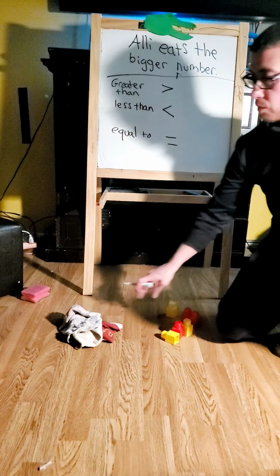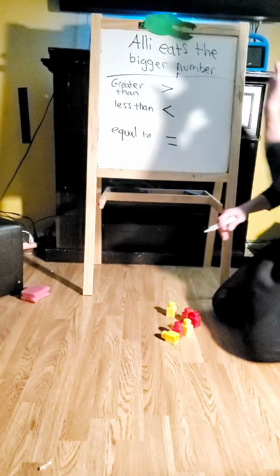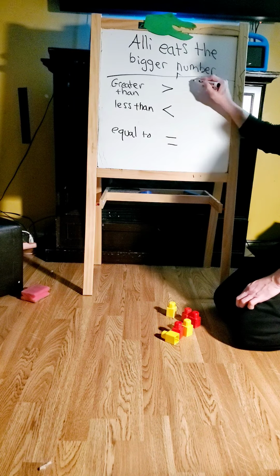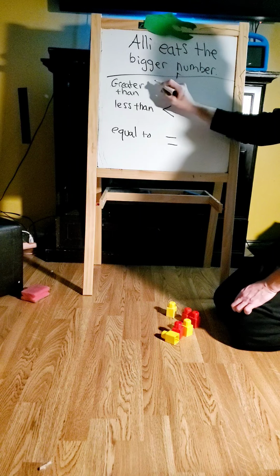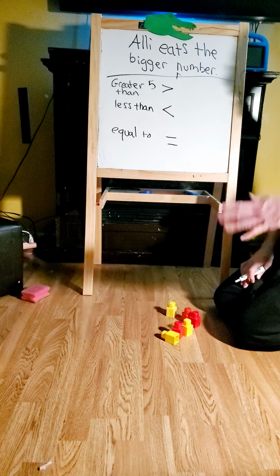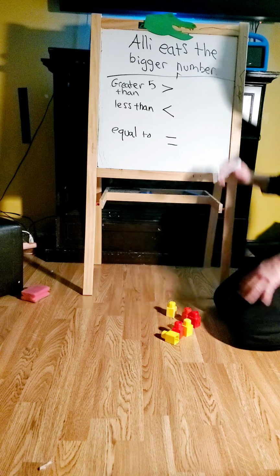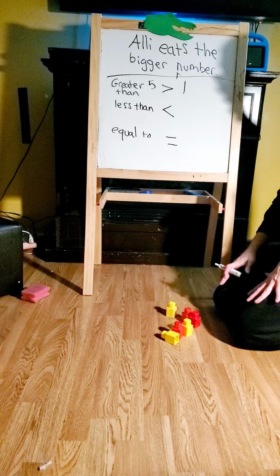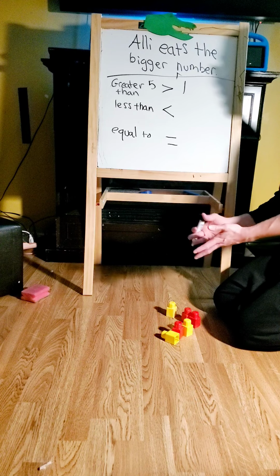Let me get those out of the way. Let me slide that over there. And we have greater than, less than, equal to. We're going to do a greater than problem, right? We're going to put a number here. 5 is greater than, pick any number that's smaller than 5, and that's your answer. 1. 5 is bigger than 1, right? 5 blocks is more than 1 block.